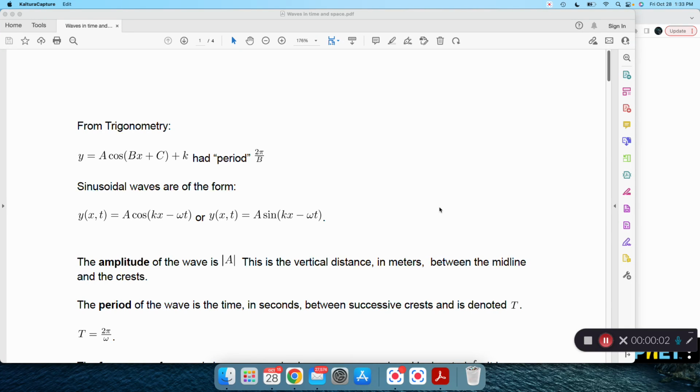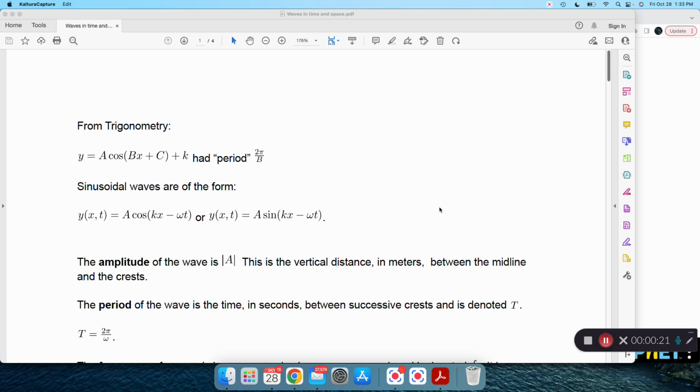Okay, here in this video, we're going to talk about waves that change in both space and time. Imagine waves out on the ocean. If you look out on the ocean and take a photo of the ocean, you can see a wave. It'll look like a sine wave or a cosine wave.